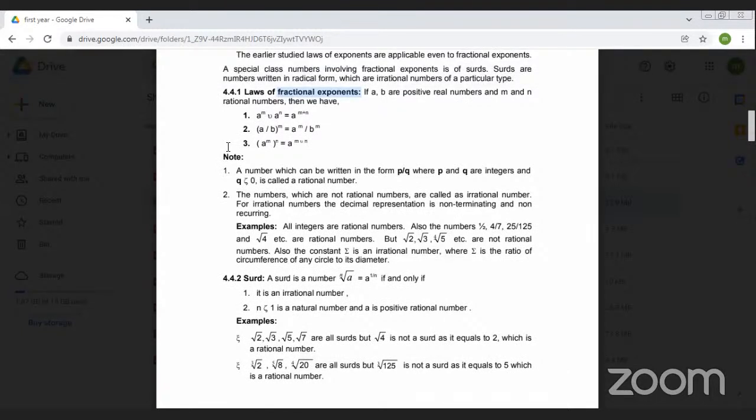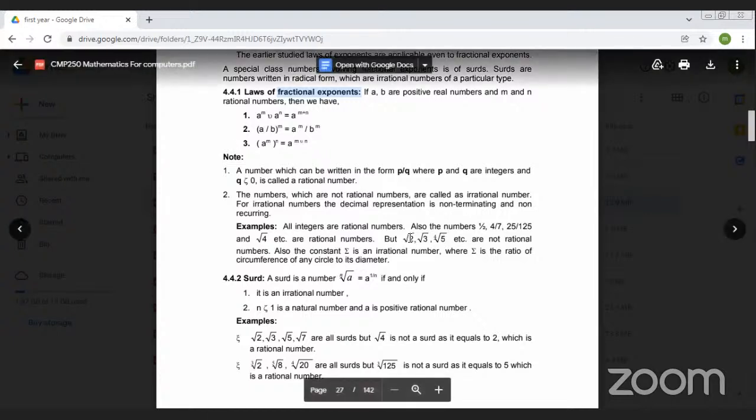A number which can be written in the form p by q, where p and q are integers and q is non-zero. Obviously, it should be non-zero. If it was 0, then the whole fraction would be an undefined number because it would tend towards infinity. Then only I can say it is a rational number. And numbers which are not rational are called irrational numbers.